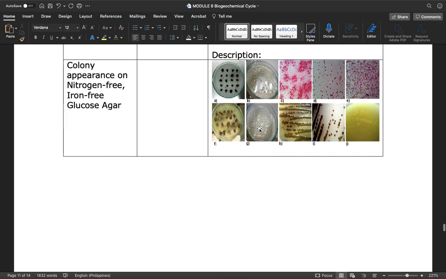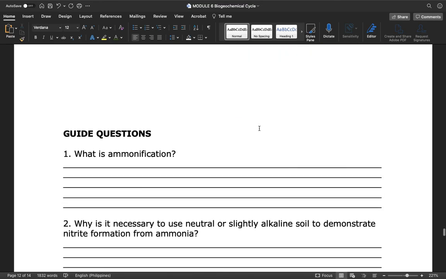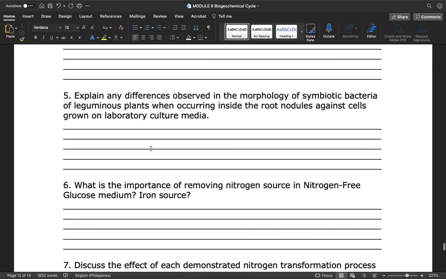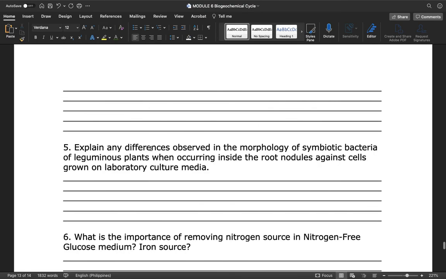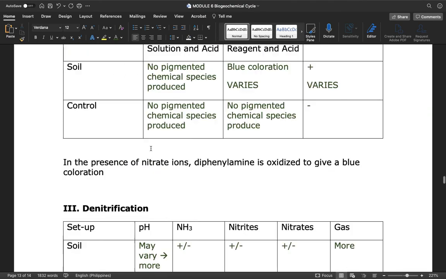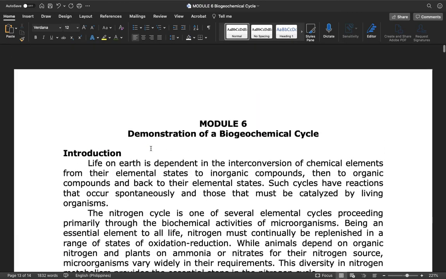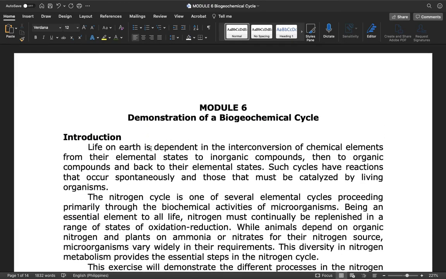Okay? So that ends our post-lab notes for module number 6. I won't be answering the guide questions, no? Kasi part na to ng exam, or some of them probably I will adapt to the summative assessment number 4. No? Okay? So I'll make this announcement in this recorded session. I won't be activating the summative assessment this Friday.